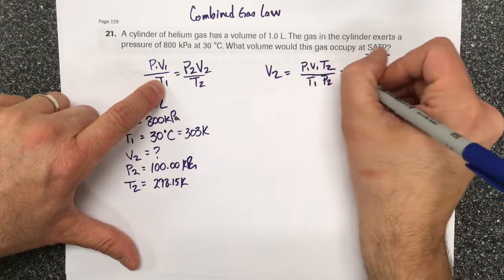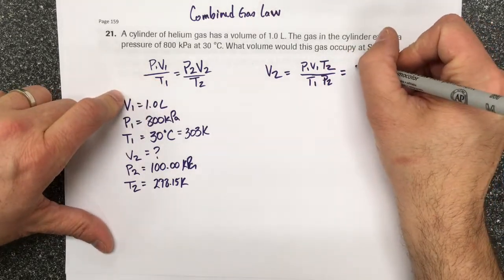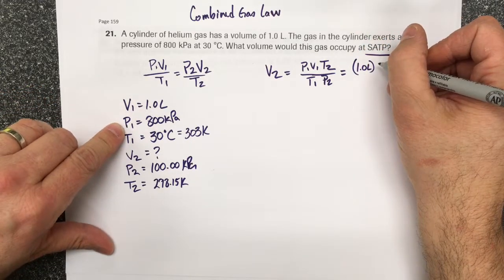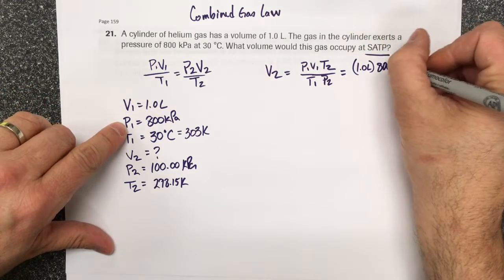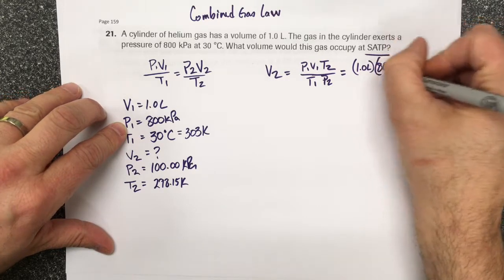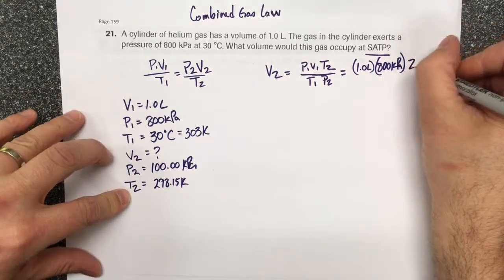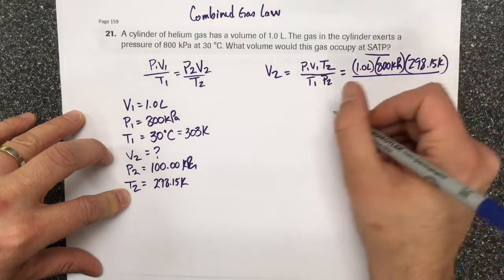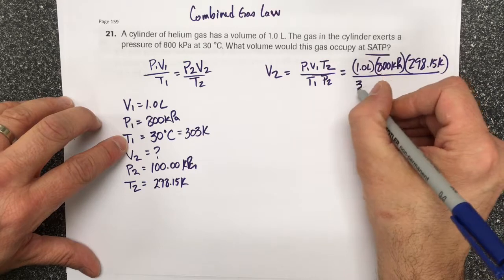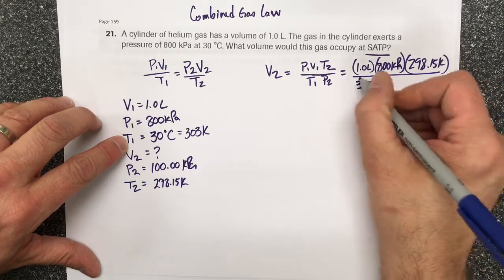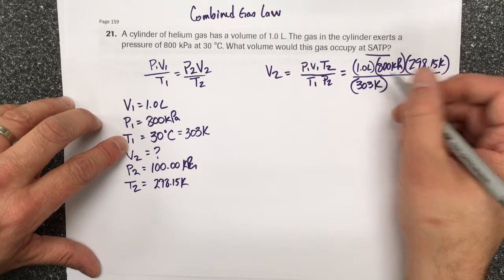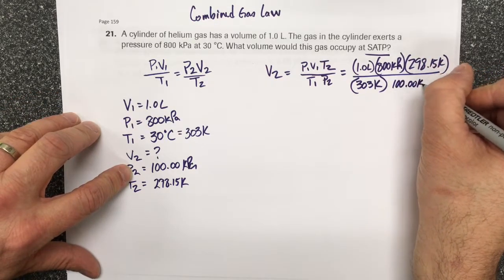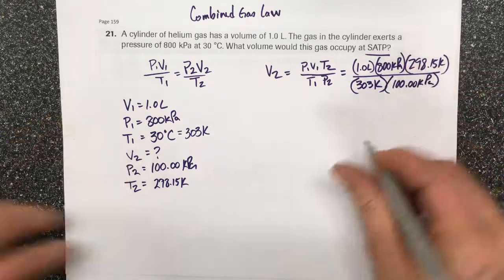I'm going to fill this in, and so I've got 1.0 liters times P1, 800 kilopascals, times T2, so 298.15 Kelvin, over T1, which is 303 Kelvin, and the P2 of 100.00 kPa.